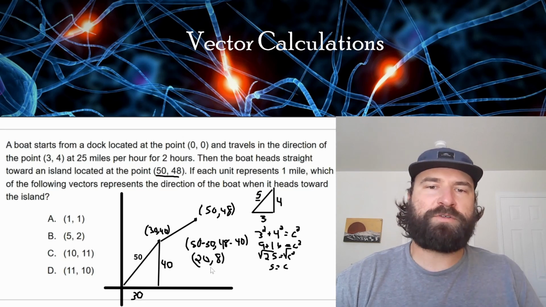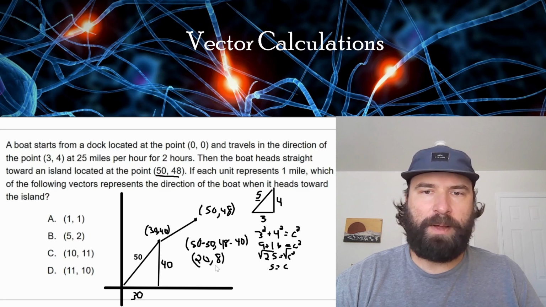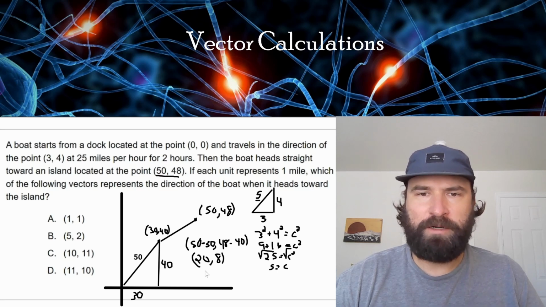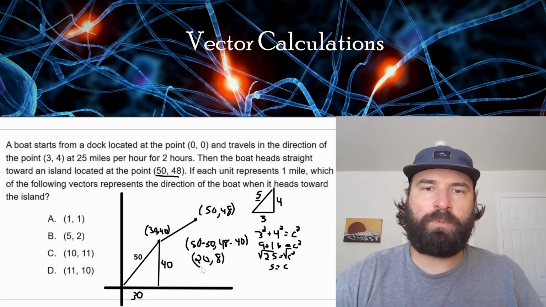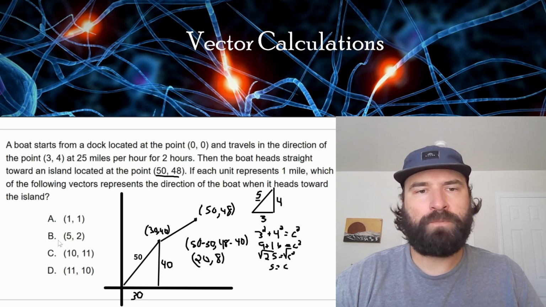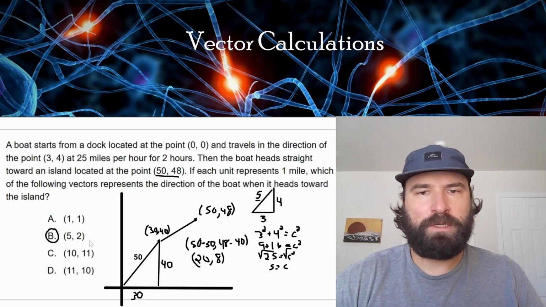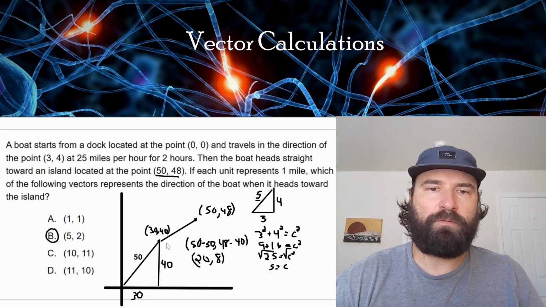And we can simplify this ratio by dividing both numbers by a common factor. 4 goes into both of these numbers. If we divide both of these numbers by 4, we're going to get (5, 2). So that is the direction of that particular vector.